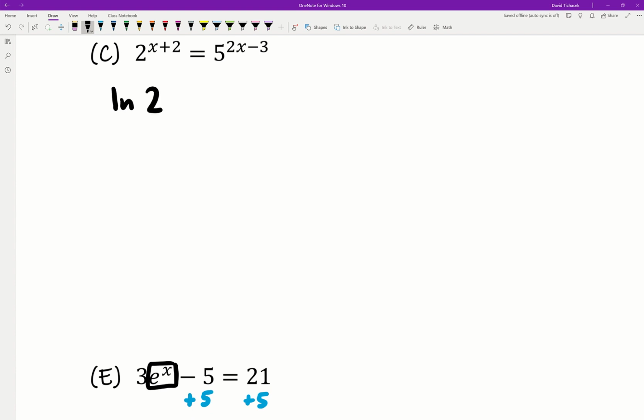So the natural log of the left-hand side, 2 to the power of x plus 2, is equal to the natural log of the right-hand side, which is 5 to the power of 2x minus 3. And the question is, why does that help, right?